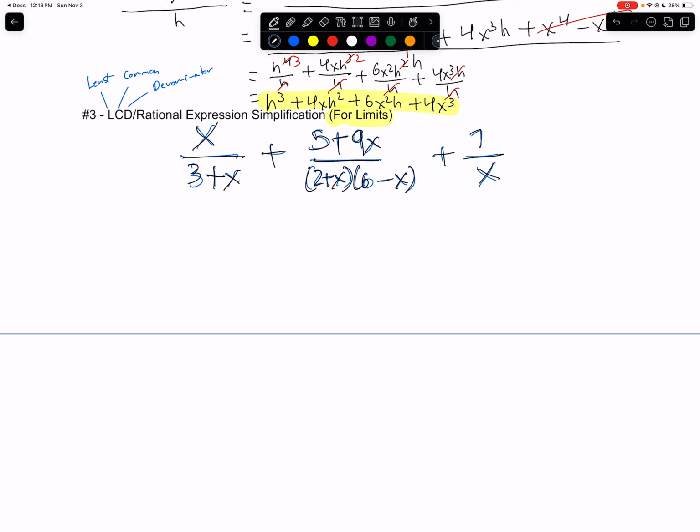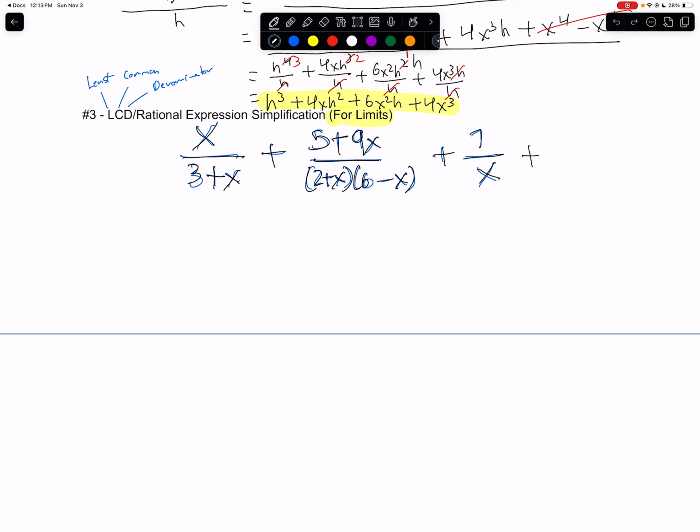Seven over x. So really, the best way to find your LCD is to literally just multiply all your denominators. But if you see any factorization that could go on within your denominators, for example, if we added another term here, like a 9 over x squared minus 6x plus 9 term, you're going to want to make sure that you factor this. And if not, then you have to treat it like another factor, if it was not factorable.